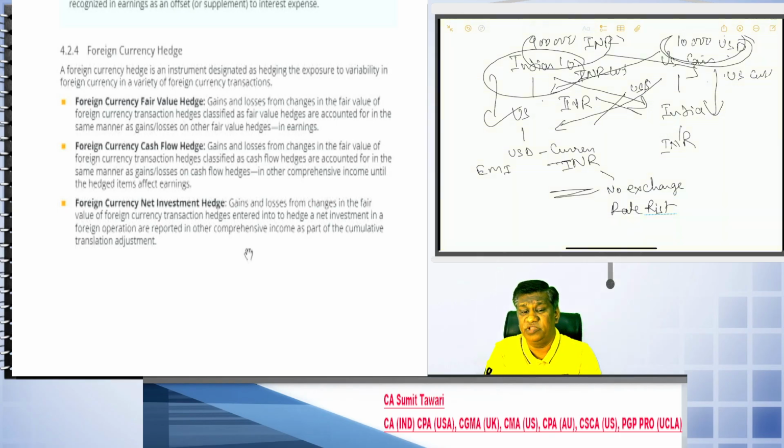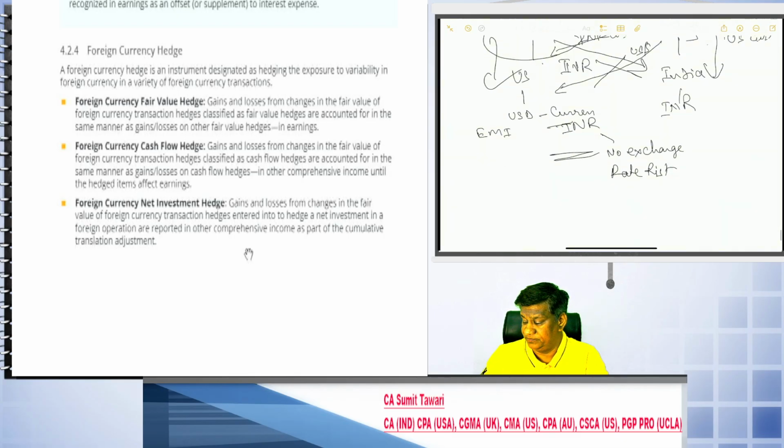How they swap the transaction: whatever principal is borrowed by the Indian company, they exchange with the principal borrowed by the US company, and that becomes the exchange rate. Here it is basically 90, the common exchange rate. After that, because the Indian company bears the EMI obligation in INR, there is no exchange rate risk for them, and the US company bears the EMI in US dollars, so for them also there is no exchange rate risk. Clear?